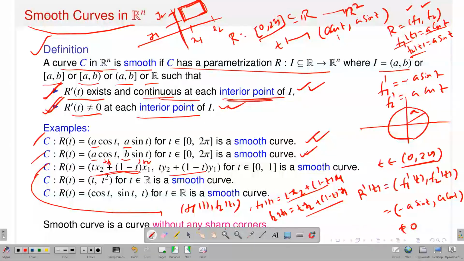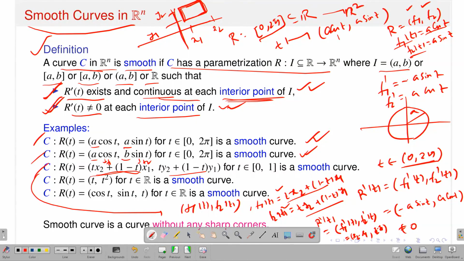So, therefore, my capital R is differentiable. And what is my capital R prime of t? This is nothing but if I just take the derivative, that means f1 prime t comma f2 prime t, right? And f1 is there, f2 is there, you just calculate the derivative. What is the f1 prime t? f1 prime t, if I do it, that means x2 minus x1, and f2 prime t means what? This should be y2 minus y1, right?